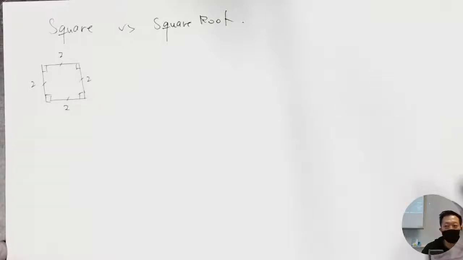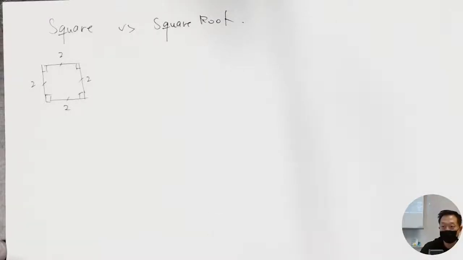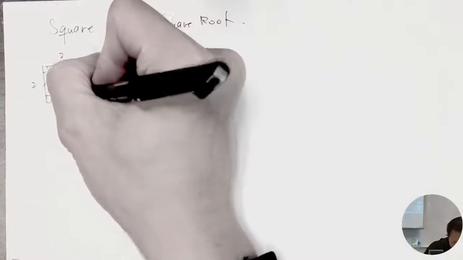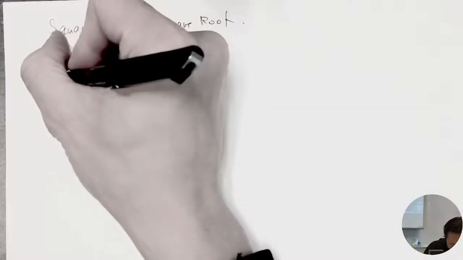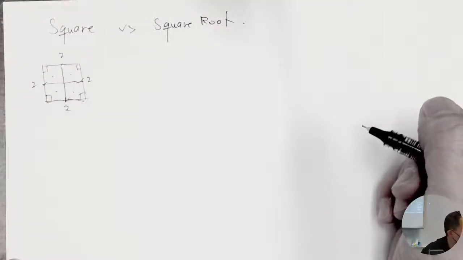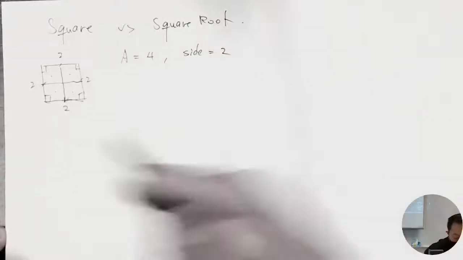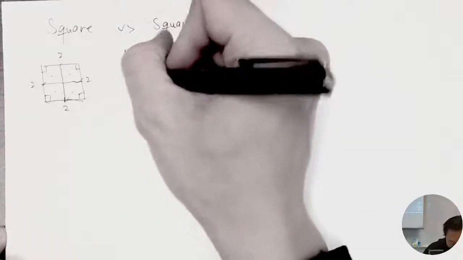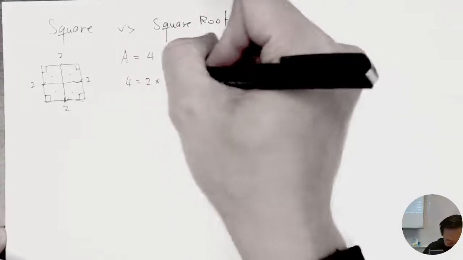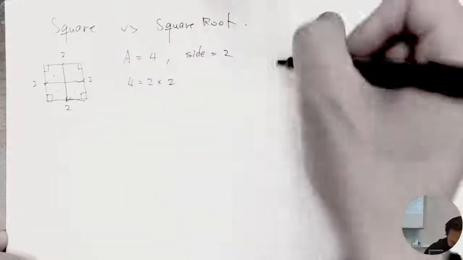If that measures 2, all sides measure 2, correct? Do you guys know how to find the area? S squared, side squared. So 2 times 2, right? Geometrically speaking, if I say this measure is 2, I can draw blocks. I have 1, 2, 3, 4 blocks, and therefore the area is 4, okay? So in this case, area is 4, side is 2, and the area is coming from 2 times 2. All good?